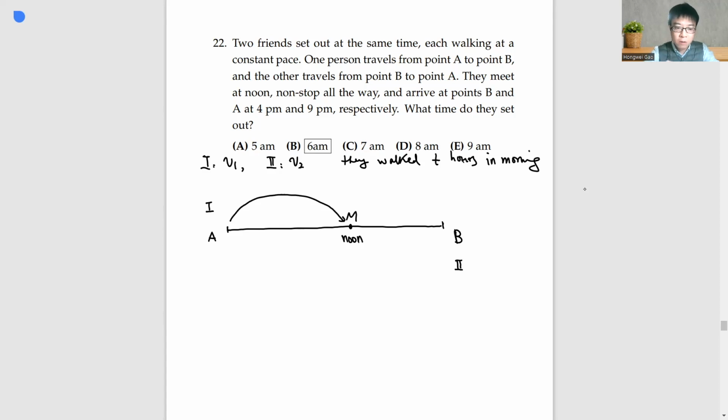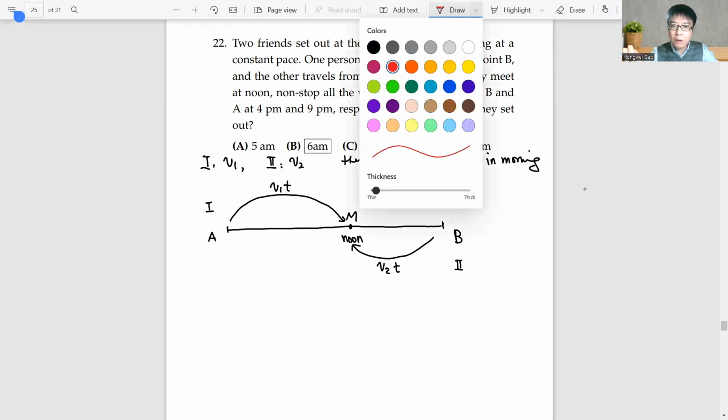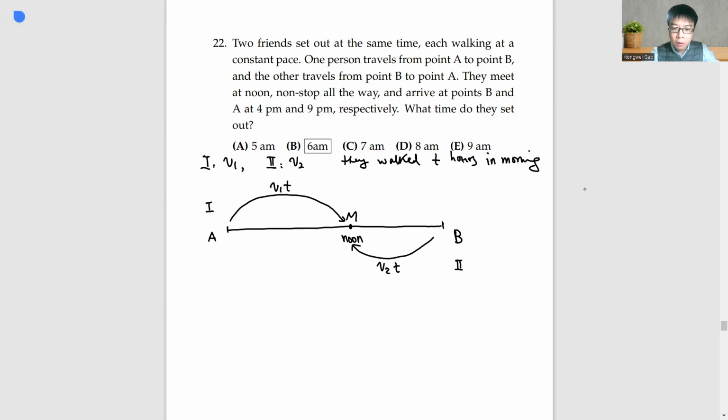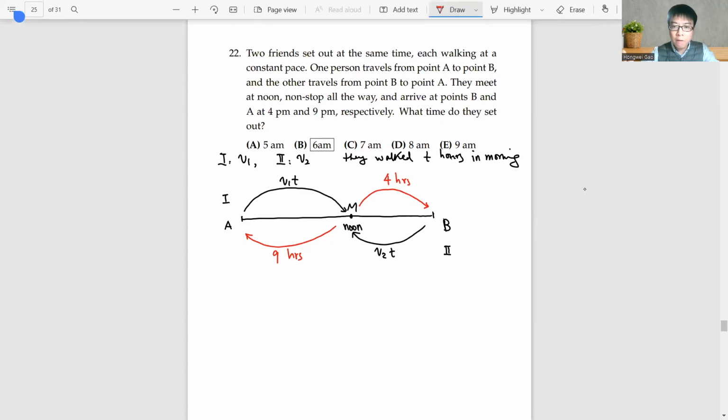So the morning distance for person 1 should be v1 t. The morning distance for person 2 should be v2 t. Okay. And now after that, they have the afternoon walking. For person 1, afternoon walking takes 4 hours. He arrived at the destination at 4 p.m. So this is 4 hours. For person 2, it takes 9 hours. That's the background.